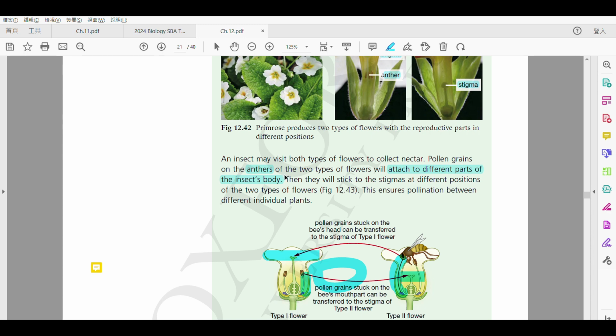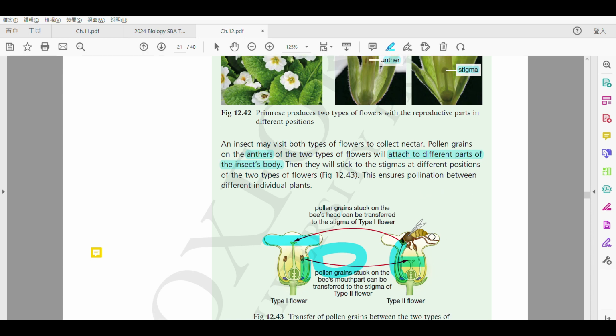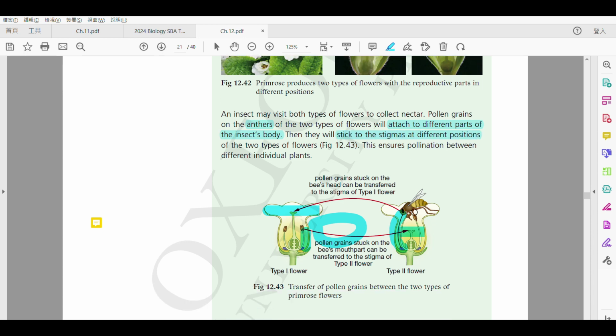Then, depending on the insect, or where you stick to the different parts of the body, you will see that they attach to different parts of the insect body, and then they will be stuck to a stigma at a different position, okay? So for example, if it collects the pollen grain at a high position, it will pollinate the stigma at a high position. If it collects the pollen grain at a low position, it will also pollinate the stigma at a low position. That's how it works. OK.